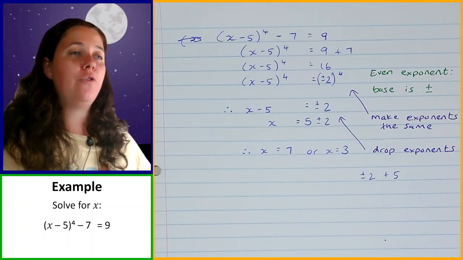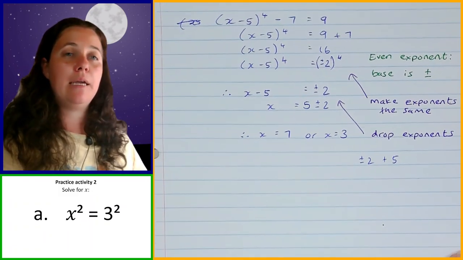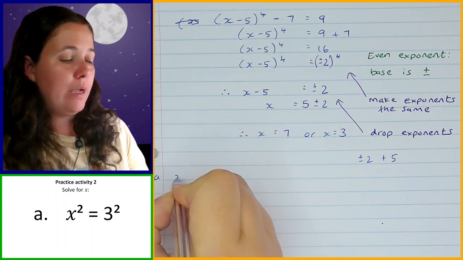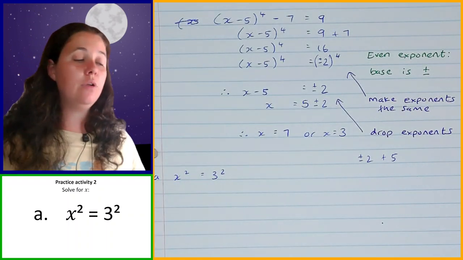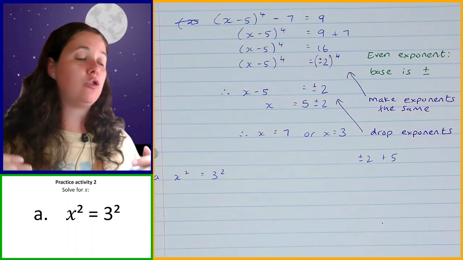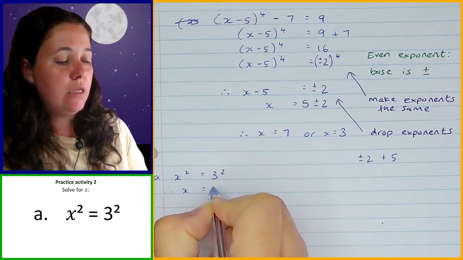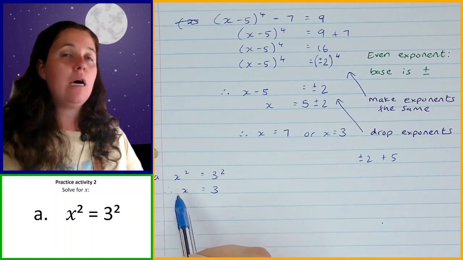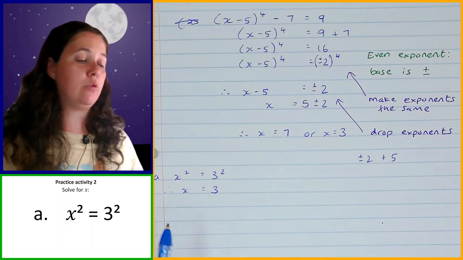Now we're going to go through a few. These ones I'm just going to go through quickly with you, all of them. Okay, so the first one, question A, we have x squared equals 3 squared. So this one has already been given to you, where you've got a power equal to a power. The exponents are the same, so we can drop the exponents and make the bases equal to each other, and that gives us x equals 3.